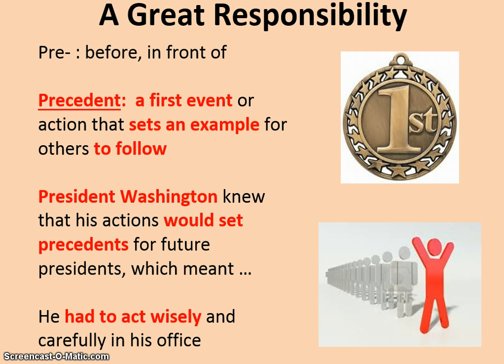So President Washington knew that as the first president of a very different type of government, his actions would set precedents for future presidents. Let's not get those two words confused: precedents for the presidents. And this meant that he had to act wisely and carefully and choose his actions carefully because, again, he was setting up examples that later presidents would follow.